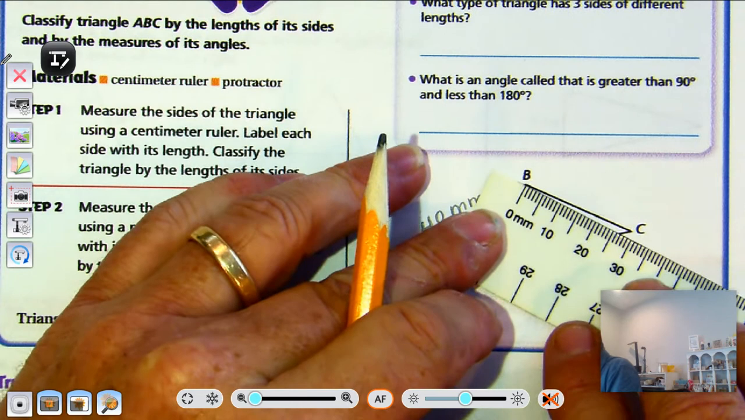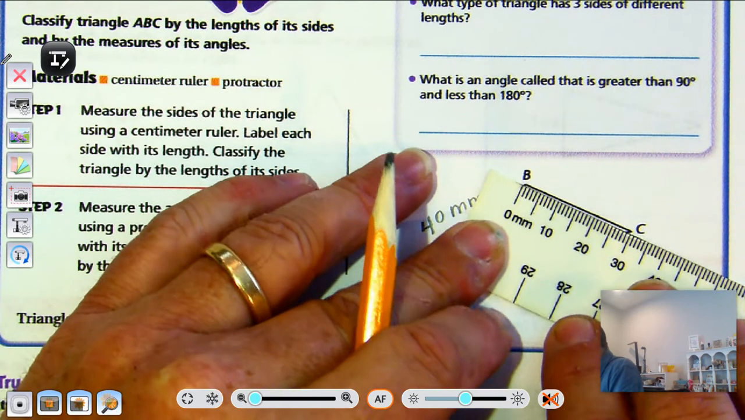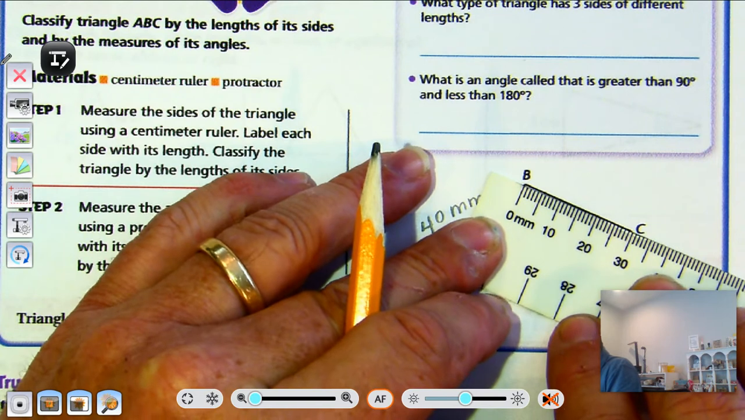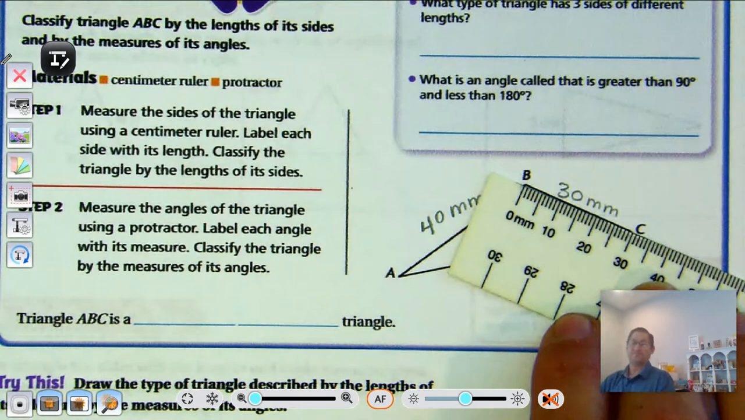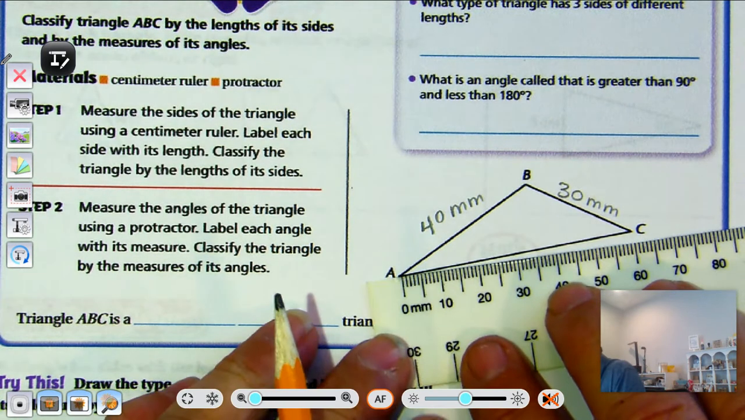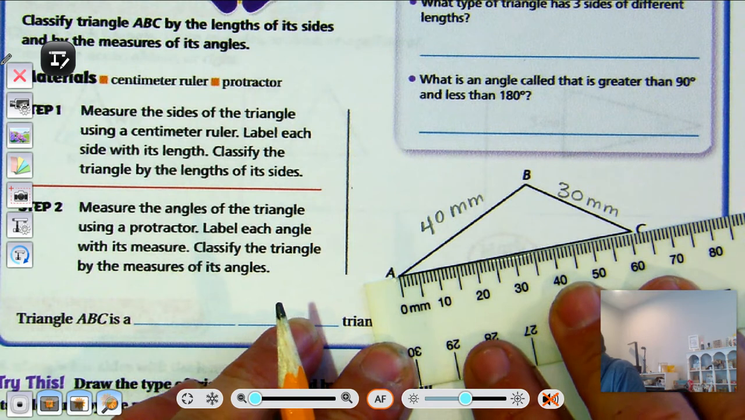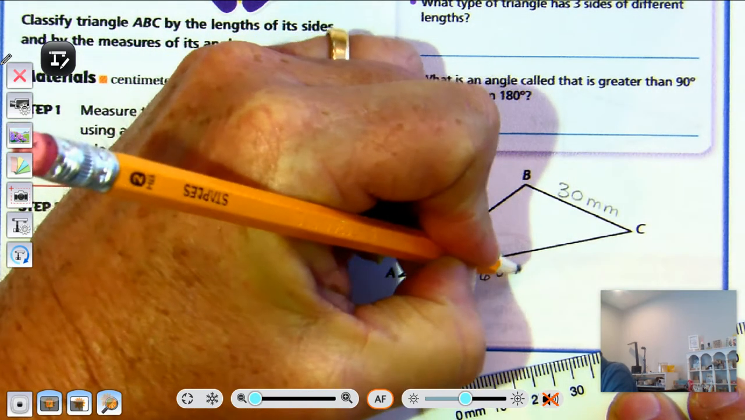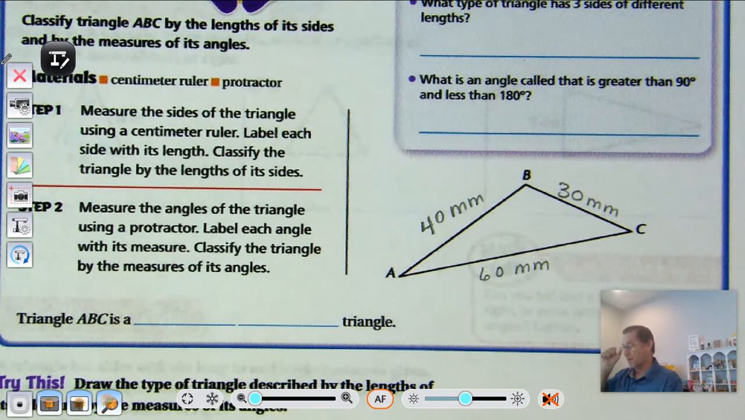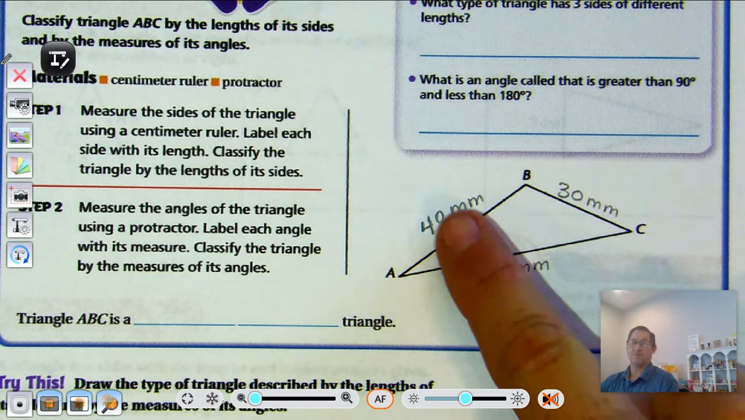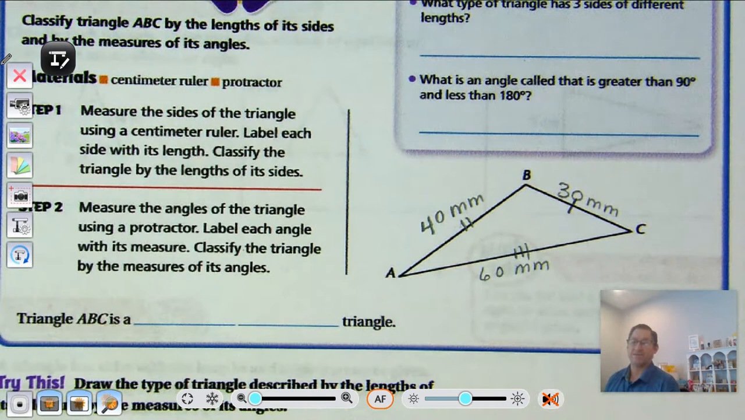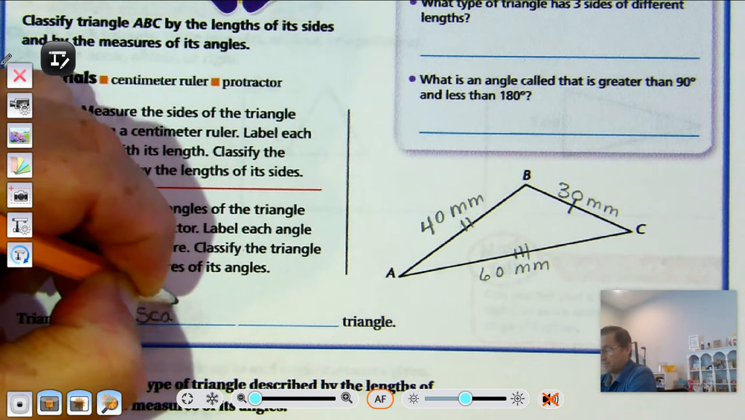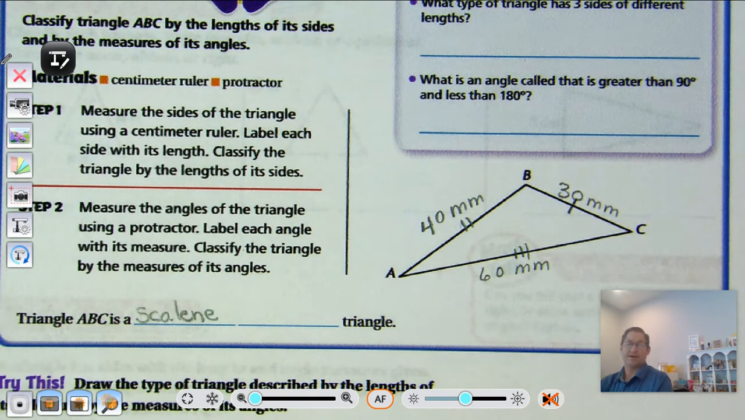B to C, or side BC, we'll call 30 millimeters. And side AC is 60 millimeters. So none of the sides are congruent. And if we do use marks, we would say 1, 2, we have 3 different sides. So just based on its sides, I would call that a scalene triangle.